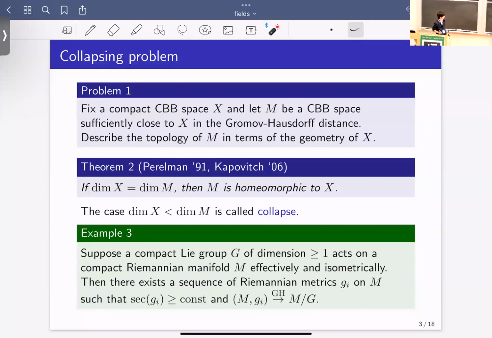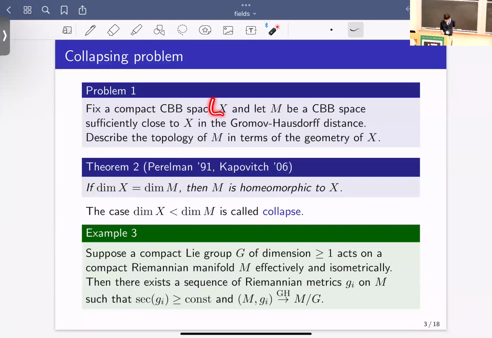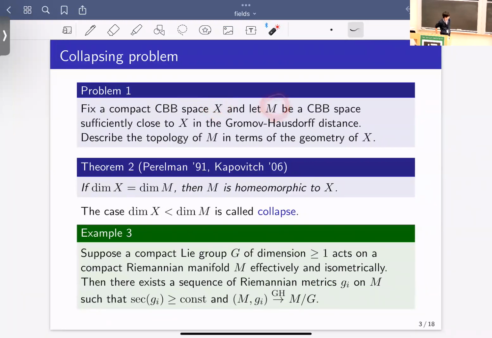We fix a compact CBB space X, and let M be a CBB space, in particular a Riemannian manifold, that is sufficiently close to X in the Gromov-Hausdorff distance, and describe the topology of M in terms of the geometry of X. What I mean by geometry is the singular structure of X. Okay. This problem is very important from the point of view of Gromov's compactness theorem.